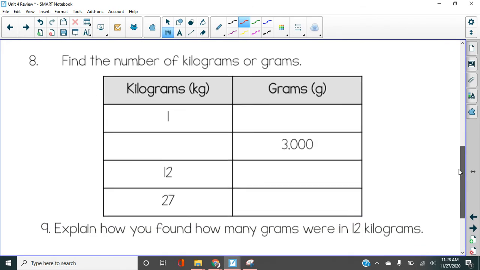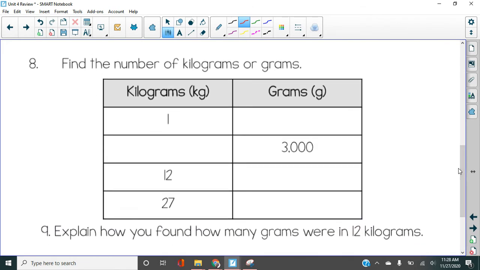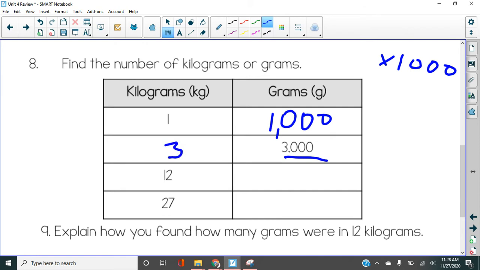Nicely done. Kilo means 1,000. So if milli means 1,000th, things are getting smaller. Kilo means 1,000, getting bigger. But either way, the conversion is times 1,000 again. So 1 kilogram equals 1,000. 3,000 grams equals 3 kilograms. What about 12? 12,000. What about 27? 27,000. Okay. I should write those down.